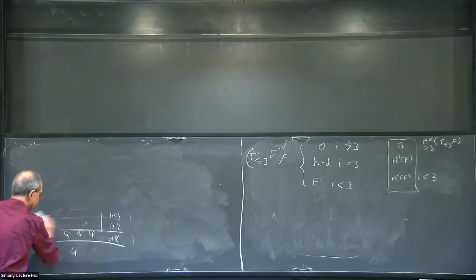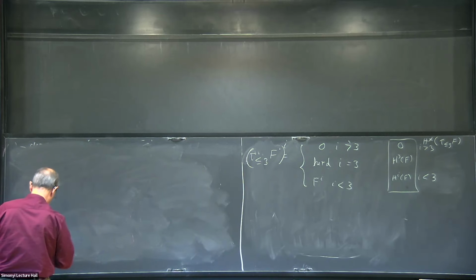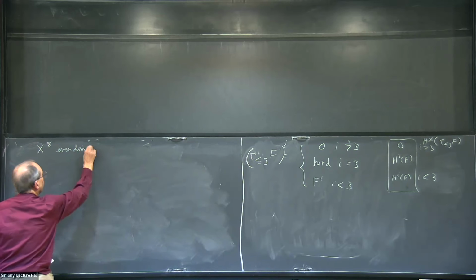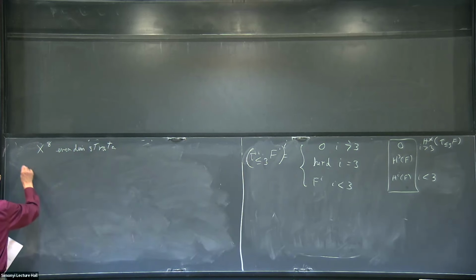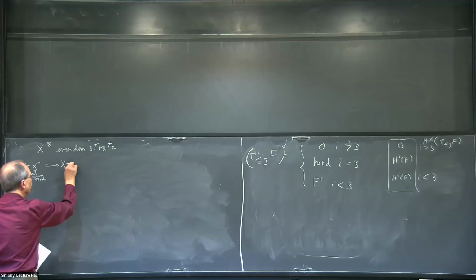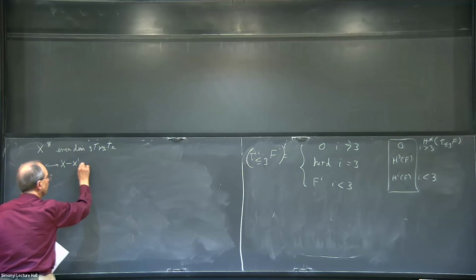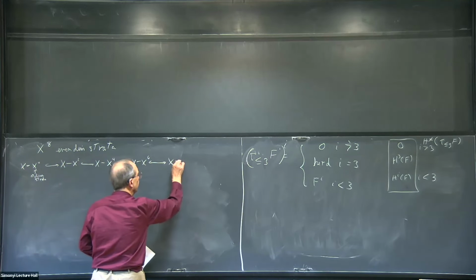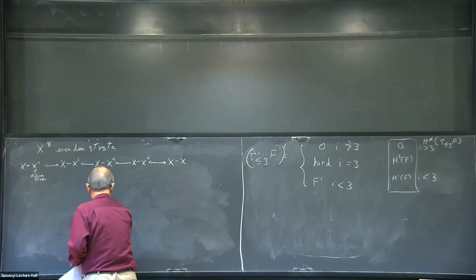And so in general, the general conjecture, the Goresky conjecture, was that suppose we have X which is 8-dimensional and has, say, even dimensional strata. A stratified space with even dimensional strata. Then I take X minus the zero dimensional strata. This is contained in X minus the 2-dimensional strata, contained in X minus the 4-dimensional strata, contained in X minus the 6-dimensional strata, contained in X, because X is 8-dimensional.